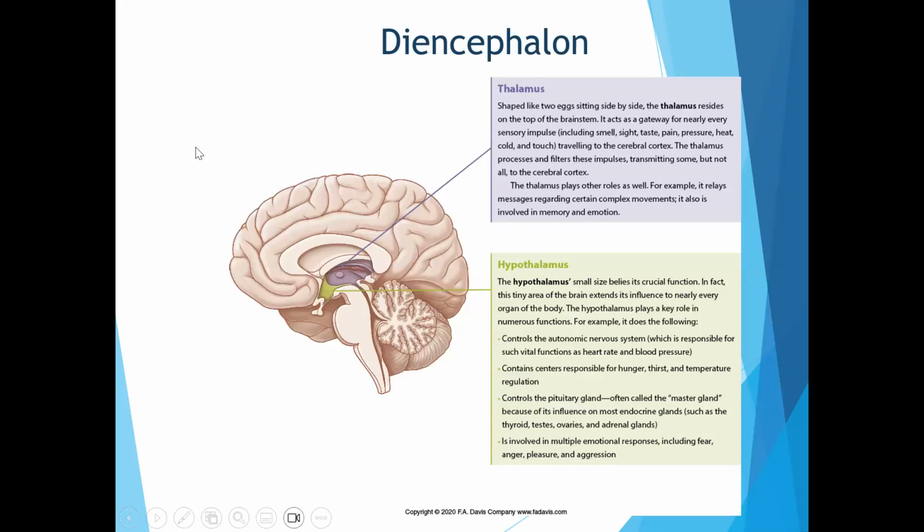Okay, remember the diencephalon is not a structure itself, but rather a region. And the two most important things in the diencephalon are your thalamus and your hypothalamus.